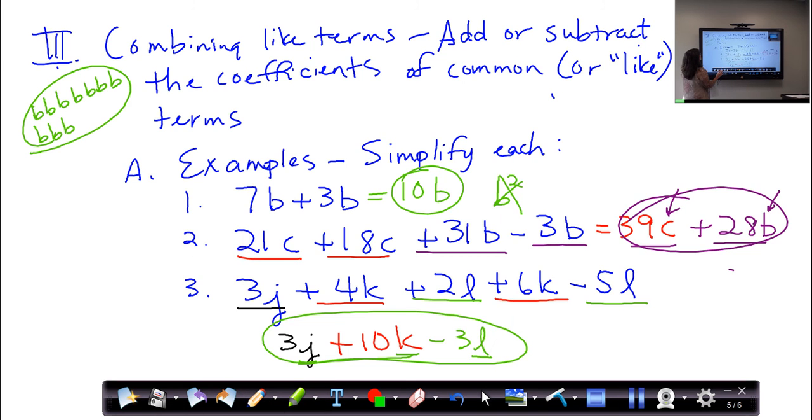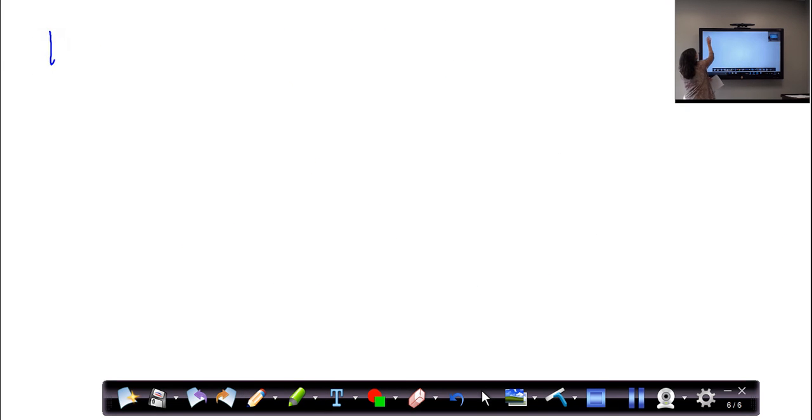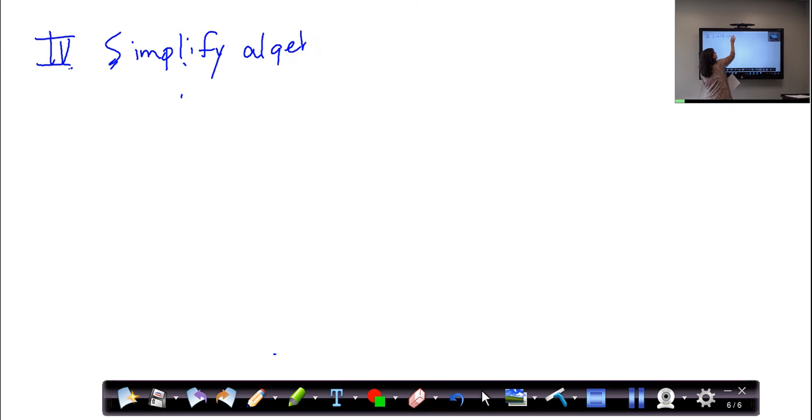All right, last part here. And that is that we are going to simplify algebraic expressions, make them bigger basically, because what we just had was algebraic expressions. But these are going to be bigger ones.